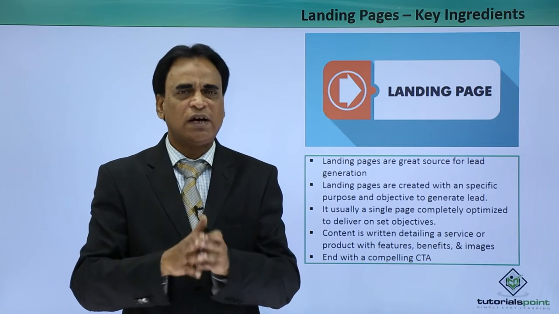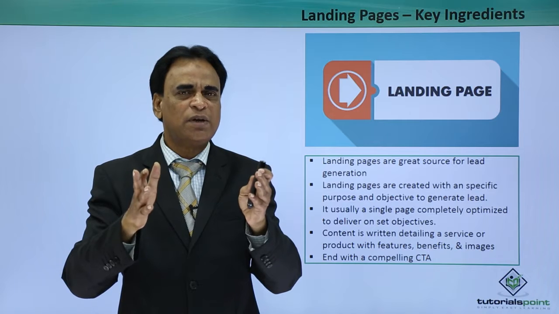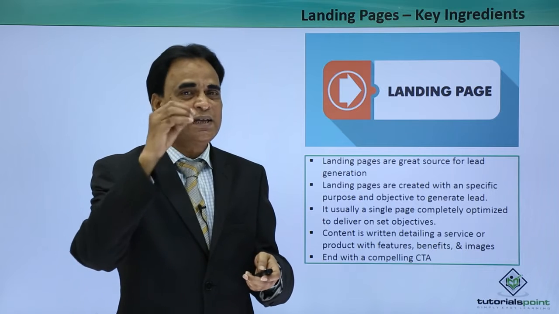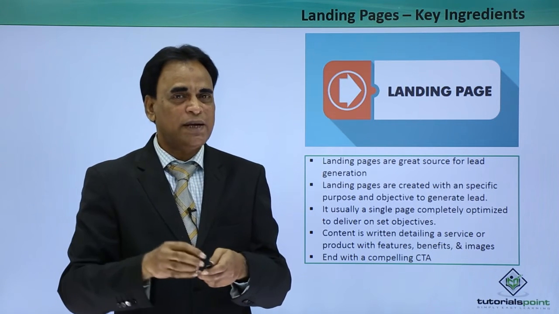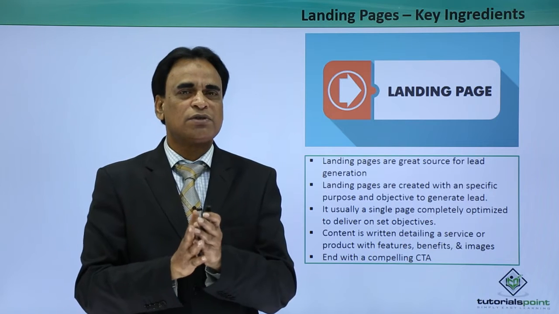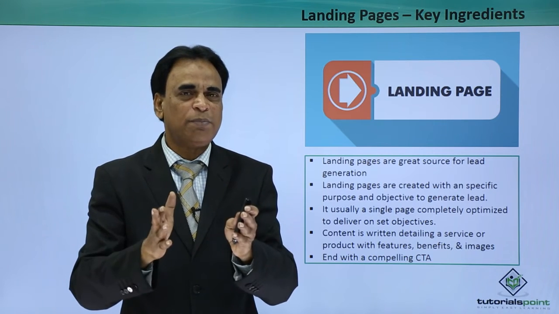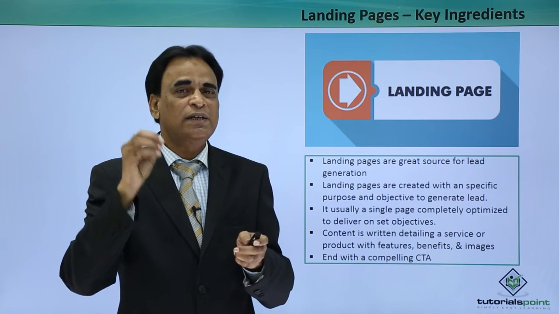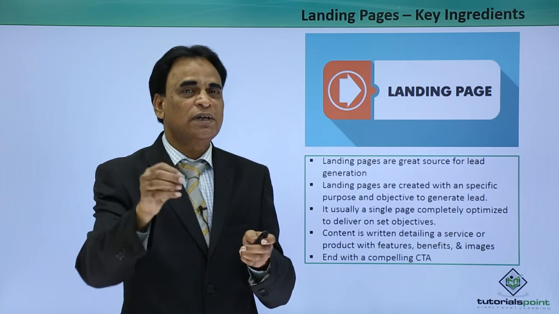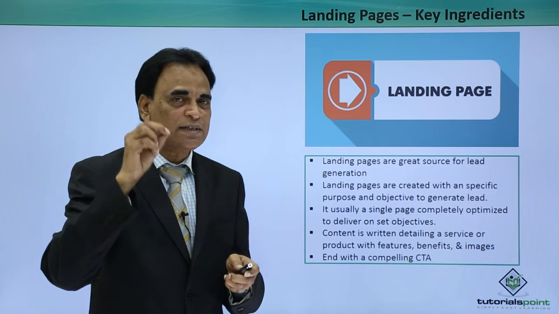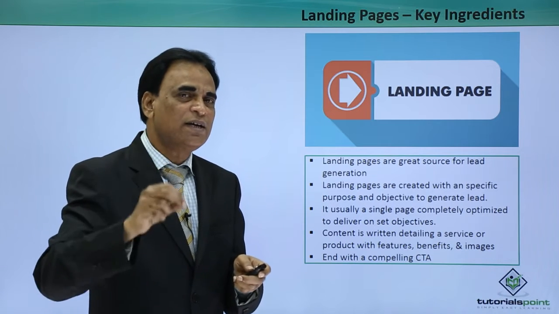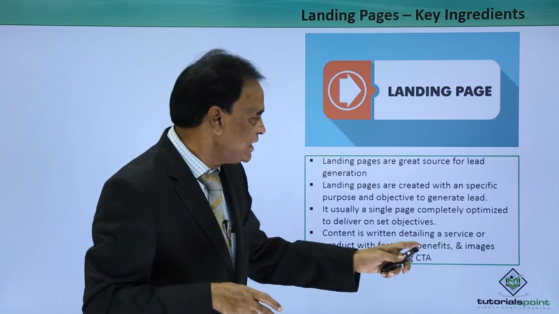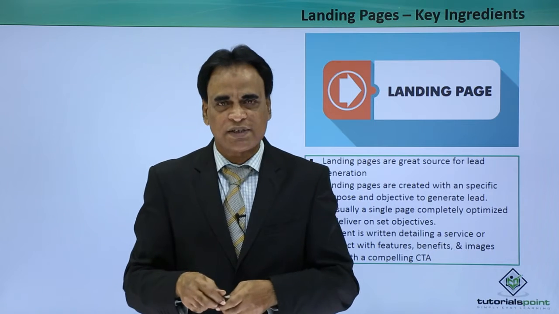When you create a landing page and you have a product that is being sold, either organically through organic traffic or through paid advertising, you set objectives. What are the objectives this landing page has to achieve in terms of key performance indicators, in terms of conversion rates, in terms of sales? Those objectives have to be clearly defined when you create a landing page for your product. Content is written detailing a service or a product with the features, benefits and images.